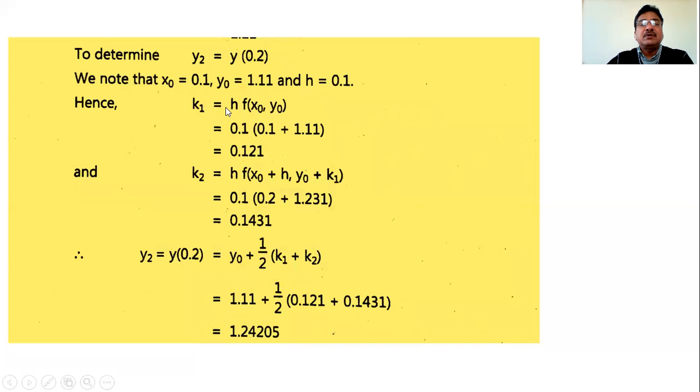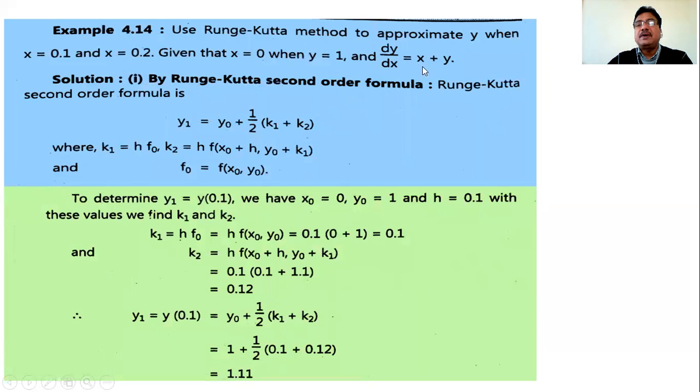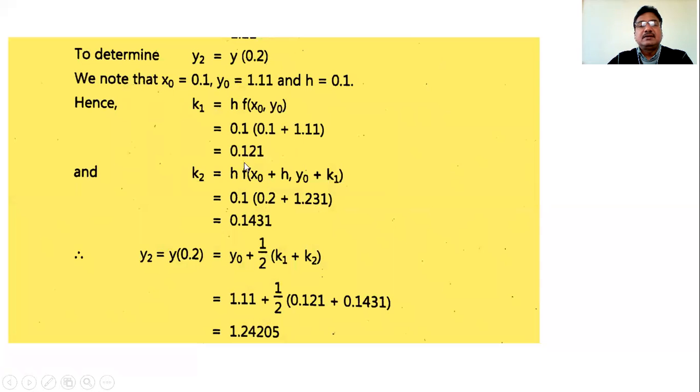And then K1 is what? h f x naught y naught. These are the x naught, y naught now, and h is 0.1. Substitute the values. f of x y is x plus y. So f of x naught y naught is x naught plus y naught. And then we have this answer. K2 is h f x naught plus h, y naught plus K1. So x naught plus h is 0.2, and y naught plus K1 is 1.231, and then we have this answer. And then Y2 means the value of y at 0.2.